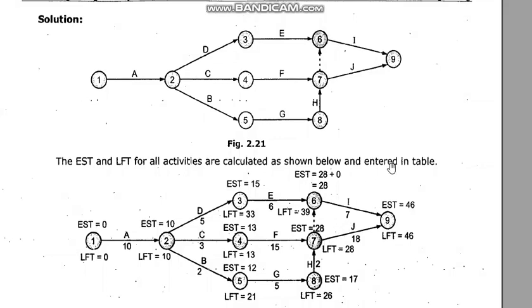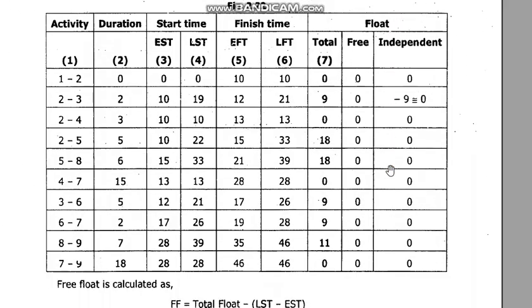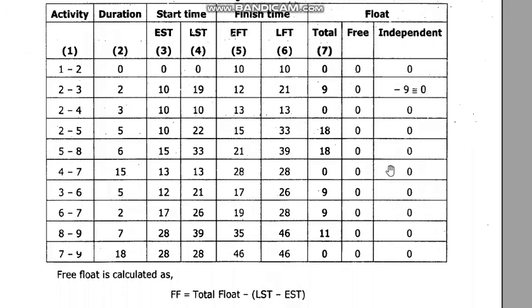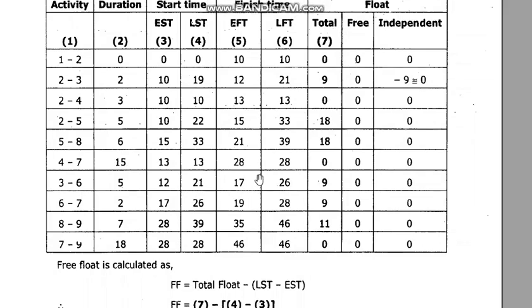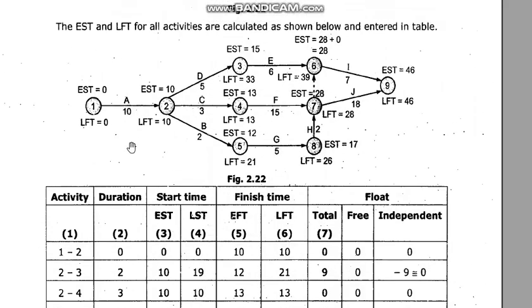Okay, then next what you can see is you can calculate the ESTs, LST, EFT, LFT, and float also. Float, total float, free float, independent float also you can find out. So these are the values, free float formula and independent float formula, and finally you can write this is the critical path 1, 2, 4, 7, 9. Is it that one? Yeah, 1, 2, 4, 7, 9 is the critical path. This is how you solve the network problems or the critical path method.